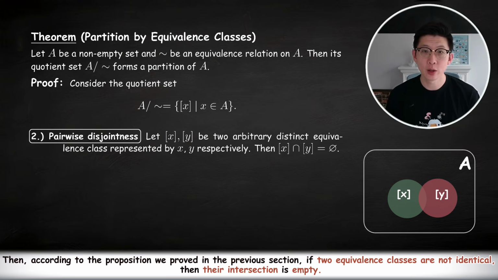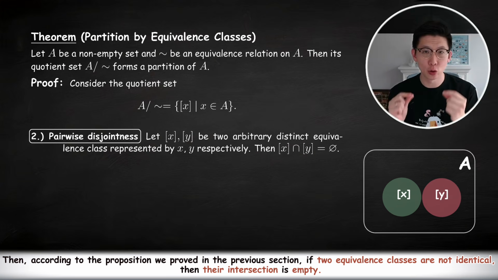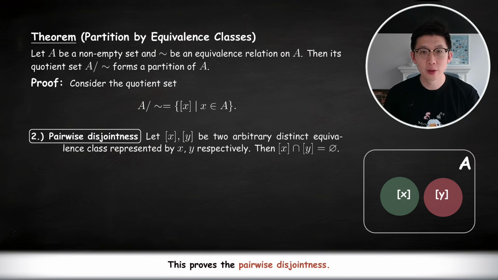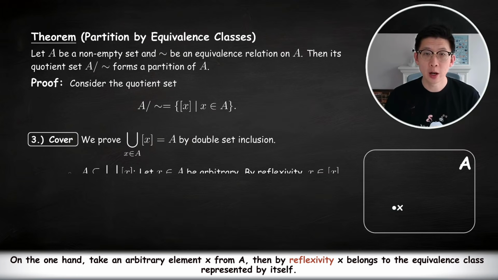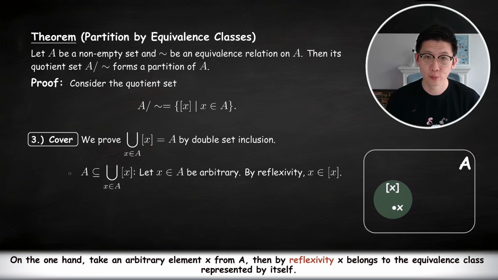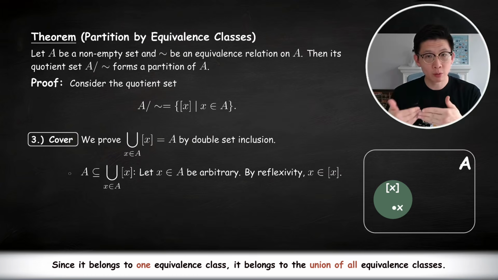Then, according to the proposition we proved in the previous section, if two equivalence classes are not identical, then their intersection is empty. This proves the pairwise disjointness. Last but not least, let us prove that the union of all equivalence classes is the set A itself. On the one hand, take an arbitrary element x from A. Then, by reflexivity, x belongs to the equivalence class represented by itself. Since it belongs to one equivalence class, it belongs to the union of all equivalence classes.